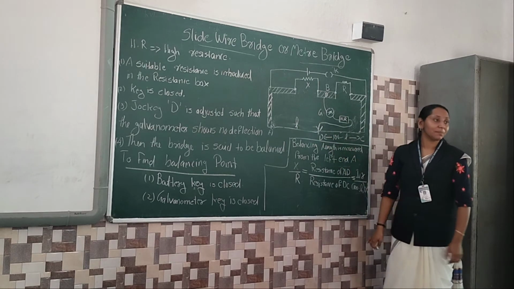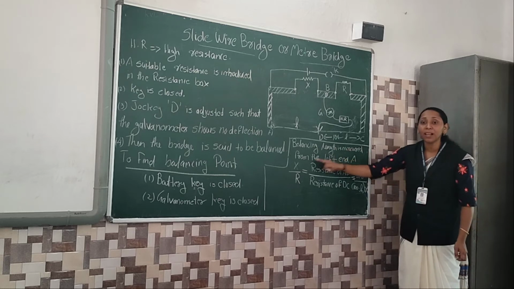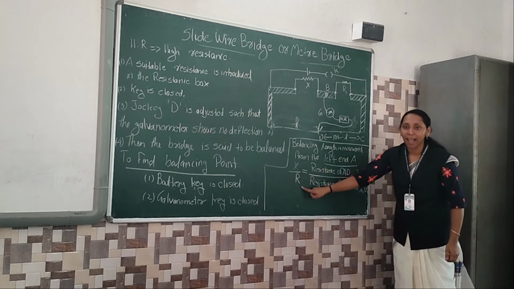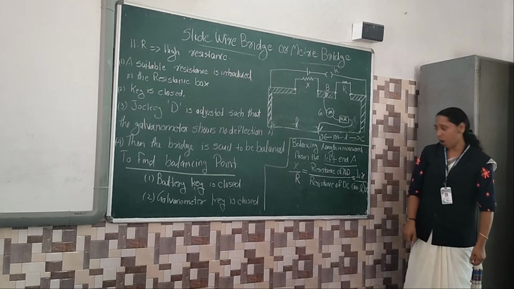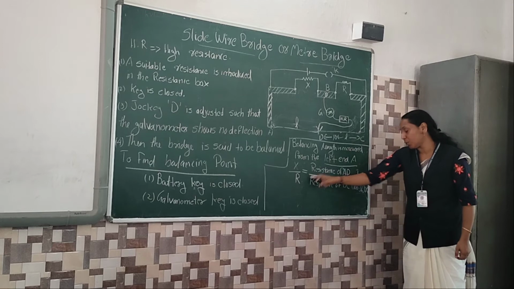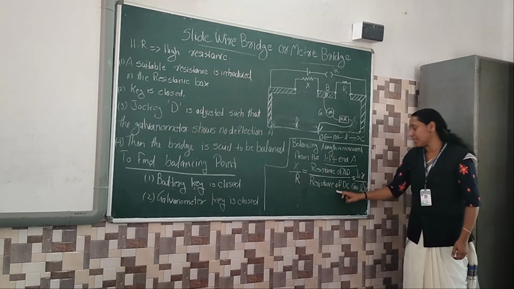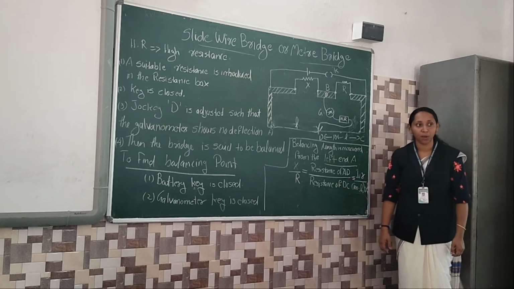AD. Clear everyone? So I am just writing the balancing length is measured from the left end of the A and expression is X by R. What is X? Unknown resistance. What is R? Known resistance. X by R equal to resistance of AD divided by resistance of DC. I repeat once more. This is your expression in the case of meter bridge.